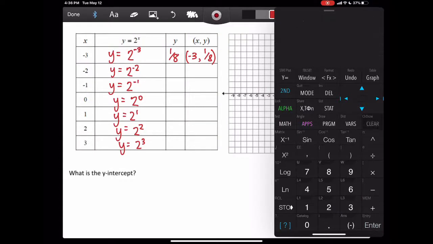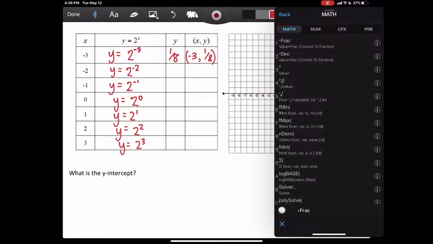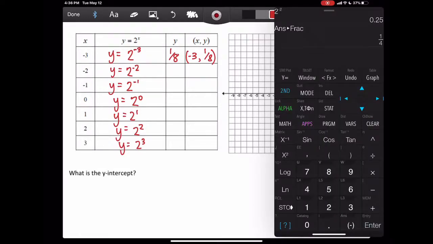And I have 2 raised to the -2 power. Oh, I'm sorry, I didn't do that right. 2 raised to the -2. It's going to give me 0.25. We're going to change that into a fraction. Math, number 1 for fraction, 1/4. So my ordered pair is (-2, 1/4).